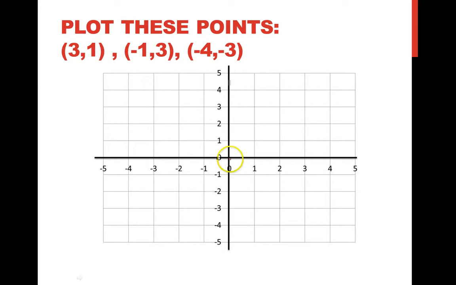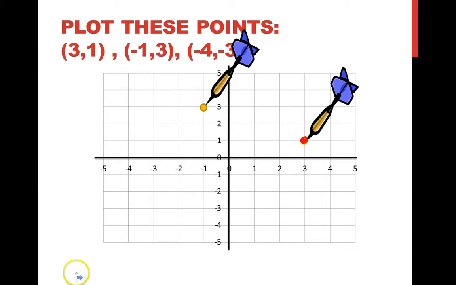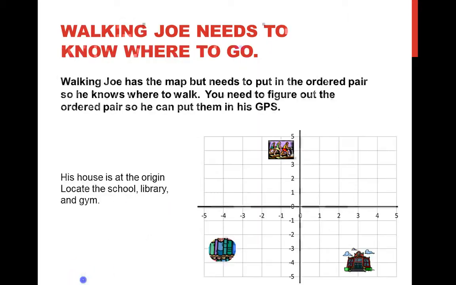Alright, let's try it. 3, 1. I go over 3, 1, 2, 3, up 1, right there. Negative 1, 3. I go over negative 1, up 3, and it should end up being right there. And negative 4, negative 3. I go left 4 and down 3, right there. Negative 4, negative 3.